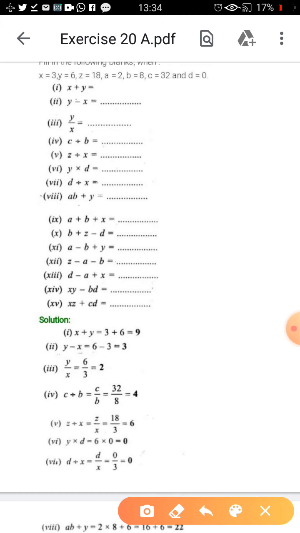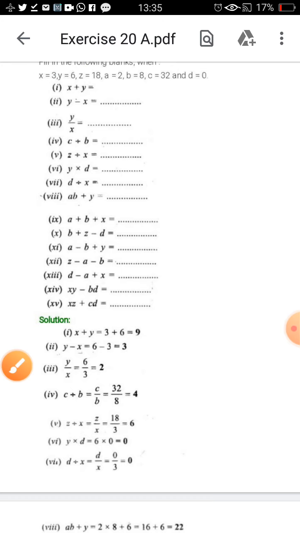Okay, now see here, second one, y minus x. First we have to find out the y value. Y value is given 6 and x value is given 3. So put the x and y value here. X value is 3, y value is 6. So 6 minus 3 is equal to 3.